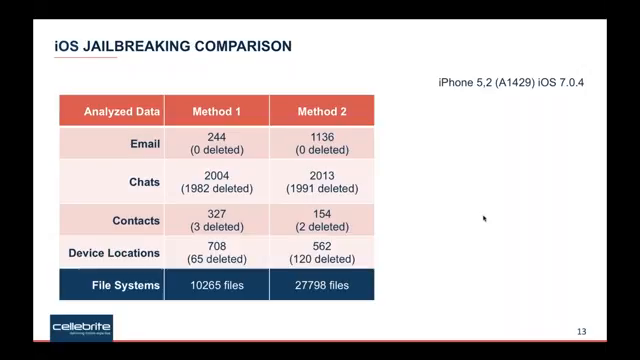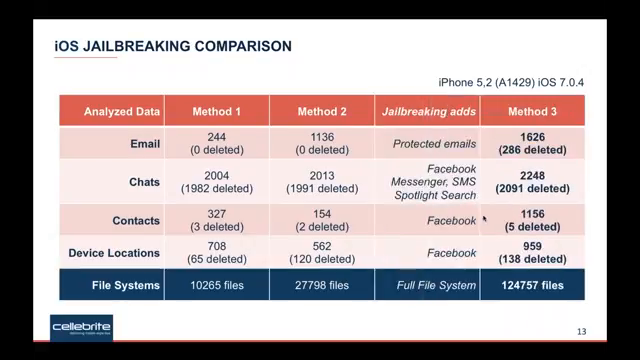Now moving along, once the jailbreak was performed, it enabled a method 3 extraction. And you can see a significant increase in a lot of the content here. So of note, protected emails were added. So approximately 500 new emails, including 286 that were deleted. They are now accessible and extractable from the iOS device. As I mentioned, third-party applications, so Facebook Messenger and Facebook itself is able to provide additional chats, contacts, and device locations, and even SMS Spotlight search.